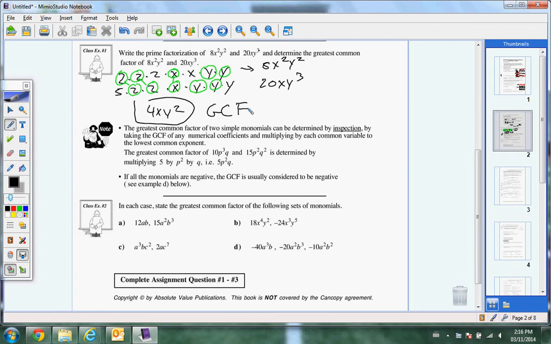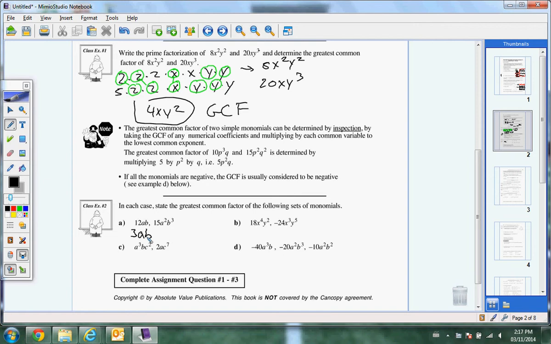Okay, anyway, so let's try a couple of these here. We'll kind of go around the room here. So Xander, what number does A have in common? What number do 12 and 15 have in common? 3, good. Okay, and then Brandon, what A can I take out? A1, good. Because A1 and A2, the smallest is A1. And what B can I take out, Jose? B1. So 3AB is my GCF. We just did that one. Okay, questions there yet? Perfect.